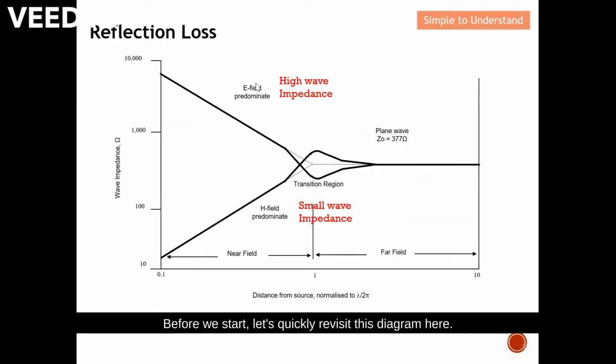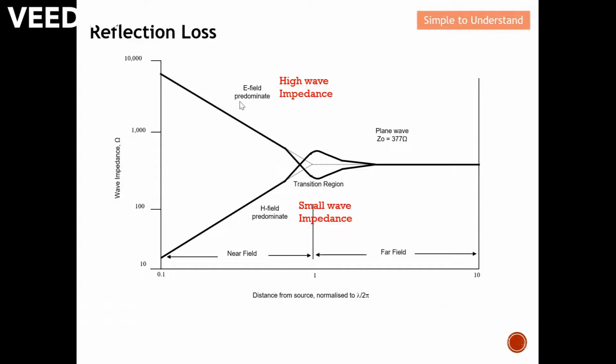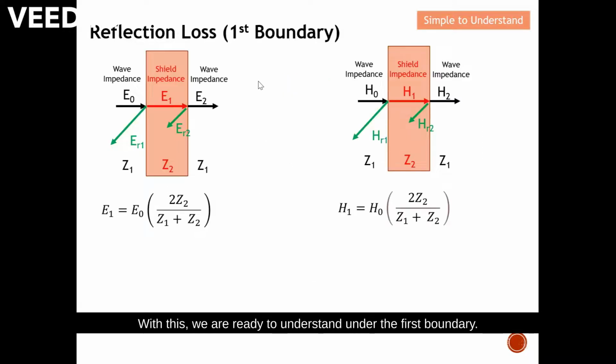Before we start, let's quickly revisit this diagram here. Under the near field, if the E field is predominant, we know that there is a high wave impedance. You can see from this diagram, this is the distance versus the wave impedance. You can see that the E field in general has a high wave impedance. As for the predominant magnetic field, it actually has a smaller wave impedance. As you can see from here, the values are much smaller as compared to the E field. So with this, we are ready to understand the first boundary.